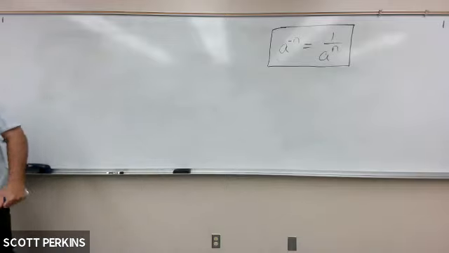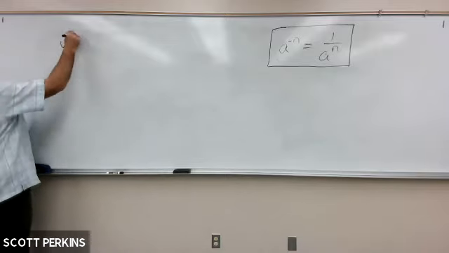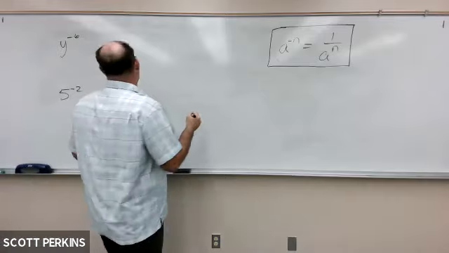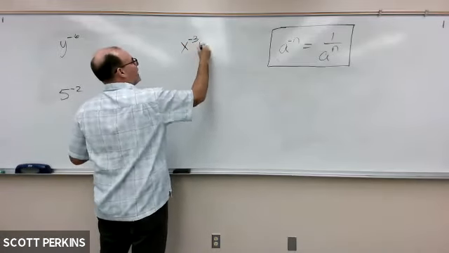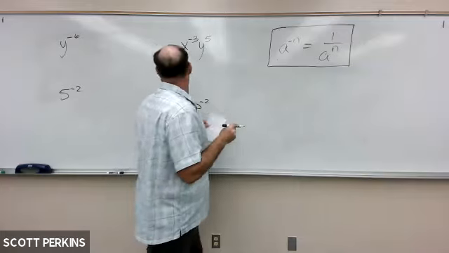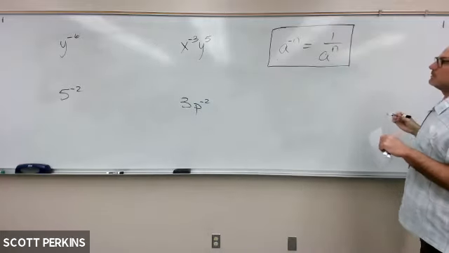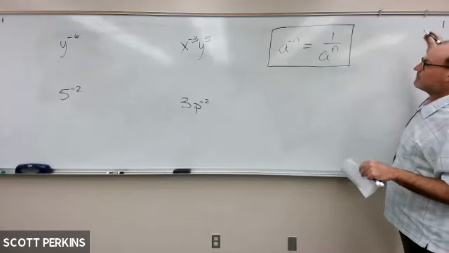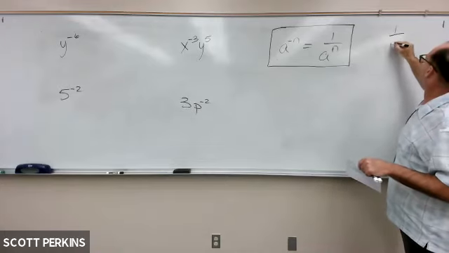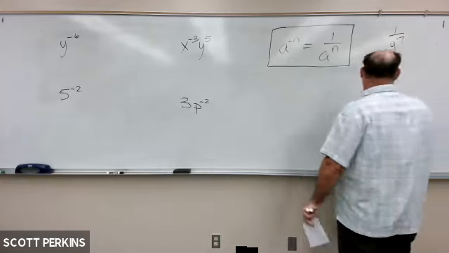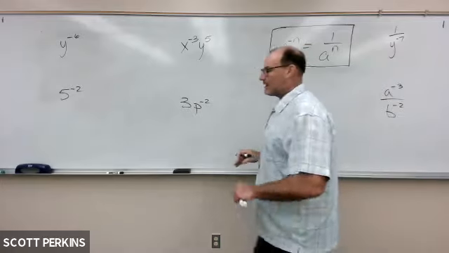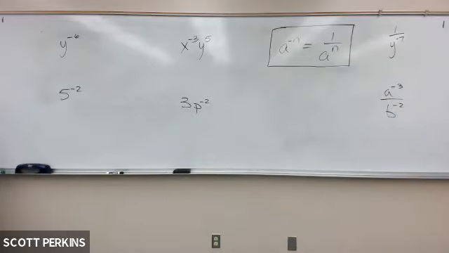So the first one is going to be y to the negative 6 power. Then 5 to the negative 2 power, and then x to the negative 3 and y to the positive 5 power, 3p to the negative 2, then one over y to the negative 7th, and the last one is going to be a to the negative 3 over b to the negative 2. I got a little something for each of those problems. Do the best you can.